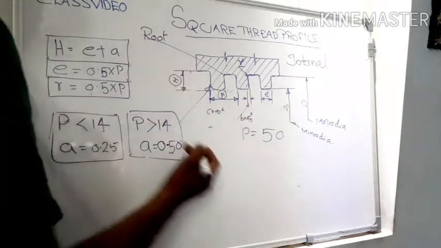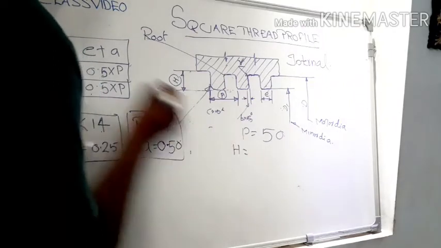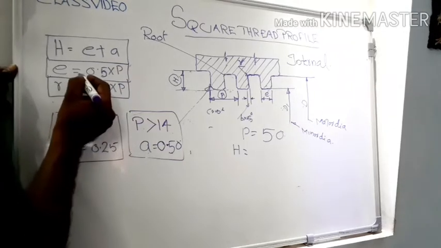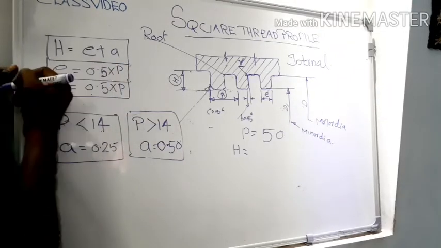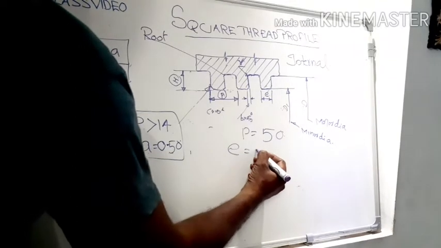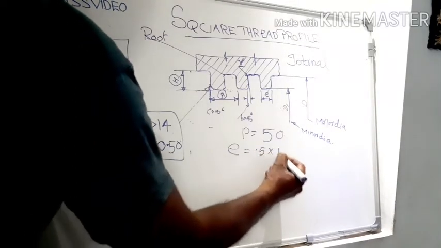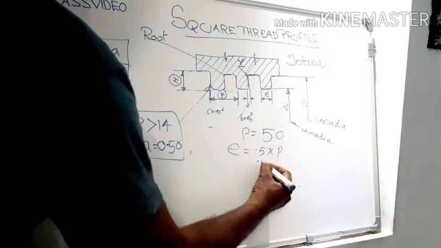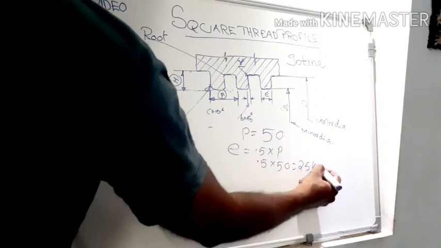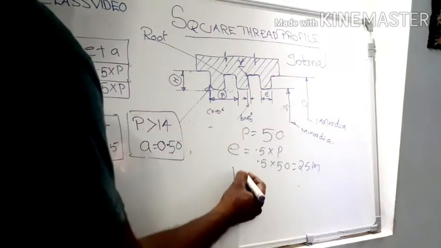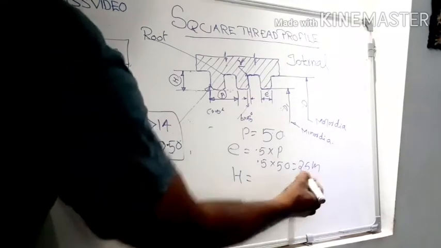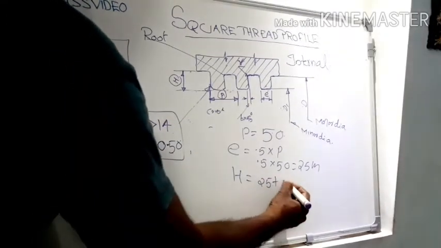Now what is the height or depth of the thread? H is equal to E plus A. What is E? E is 0.5 pitch. That means first we have to find E, which is 0.5 into pitch. Pitch is given, which is 50. Therefore 0.5 into 50 is 25 millimeter. Now we have to find the value of H using this formula, E plus A. E is 25, then plus A.